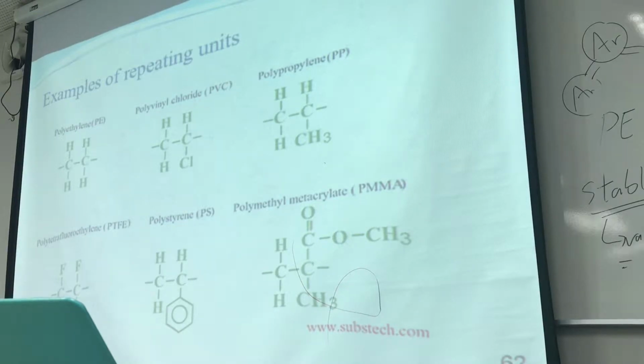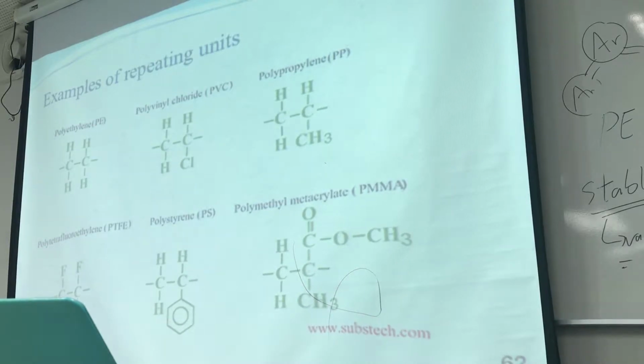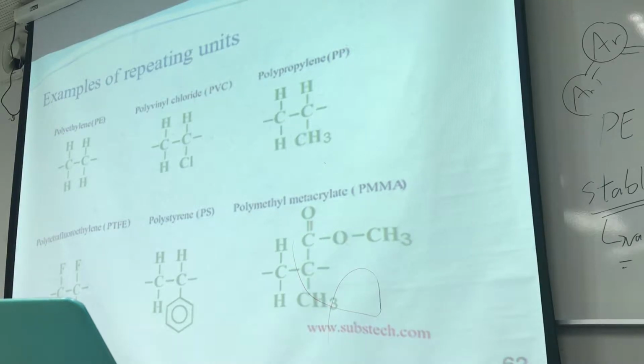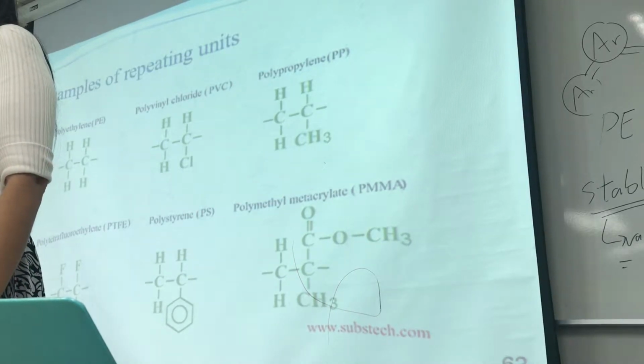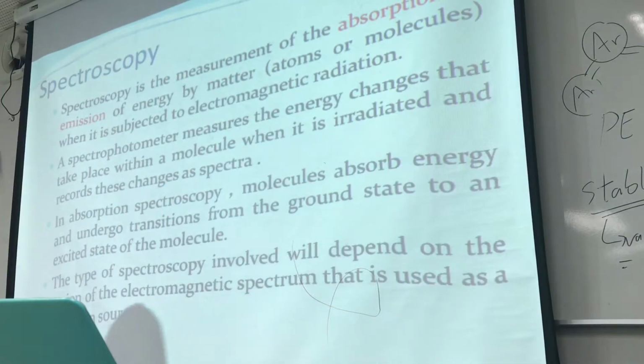And if one H is replaced by CH3, we have propylene. If one H is replaced by benzene, we have styrene. And if all of the H are replaced by F, we have Teflon. That's it. Simple enough? Alright, simple. Right? So next.